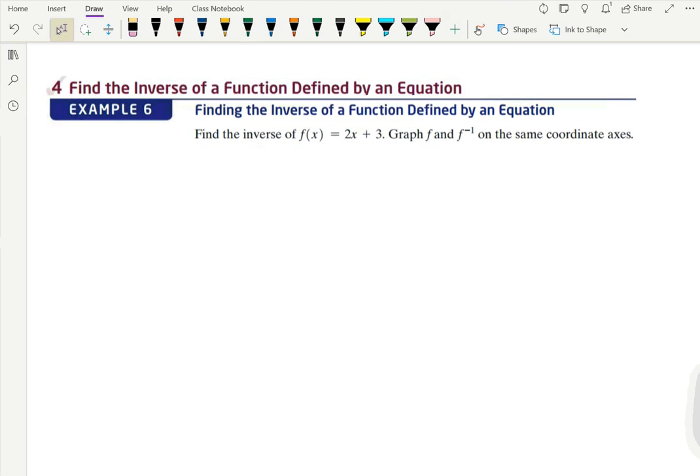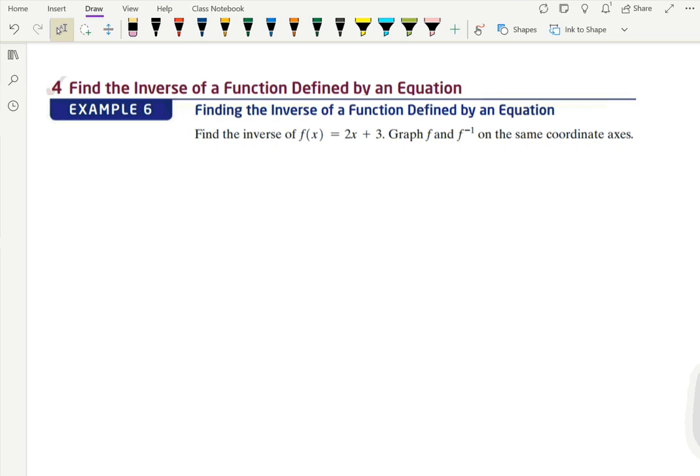So what if we want to go ahead and find an inverse? Okay, so we've verified what inverses are. We've looked at the graph of an inverse, but we haven't found the inverse of just an equation as yet. So let's go ahead and do that.